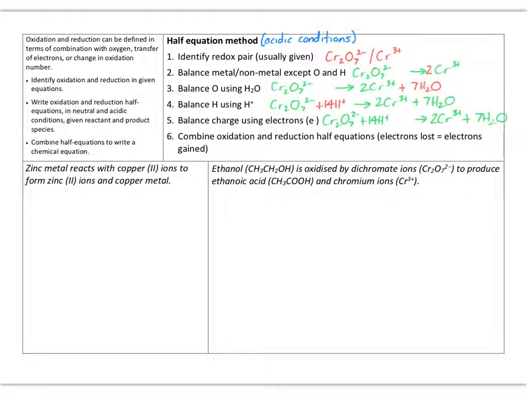So total charge on this side is 14 pluses and a 2 minus, so there's 12 plus here in total. Over here there's 2 3 pluses, so 6 plus. It's 12 plus, 6 plus, we've got to get them equal, which means we've got to make the 12 plus come down to 6 plus. There's no way to make 6 plus equal to 12 plus using negative electrons. So that basically means we need to have 6 electrons there. So the dichromate plus 14H+ plus 6 electrons goes to the 2 chromium ions plus water. So this is, again, the electrons are on the reactant side.